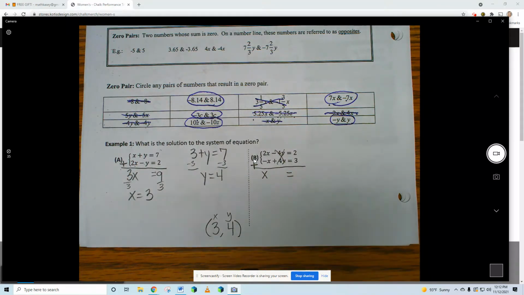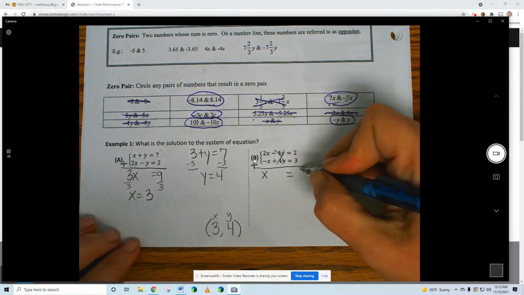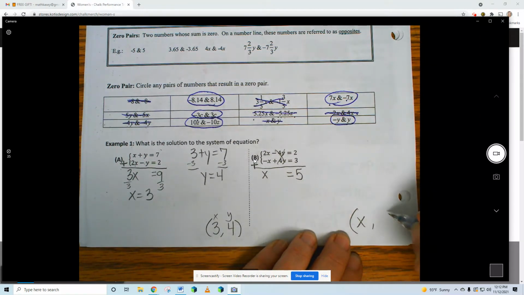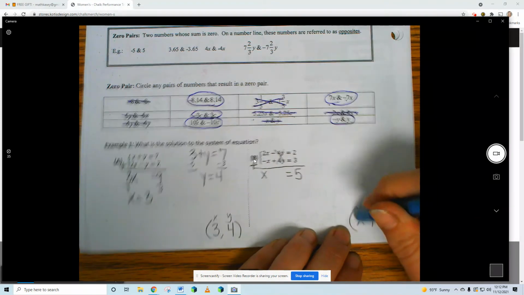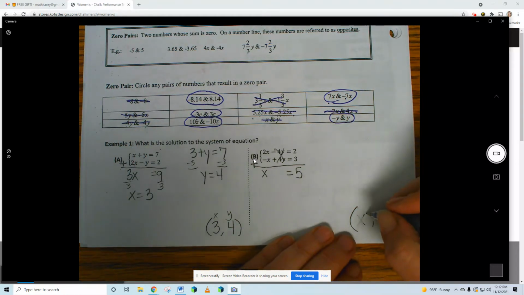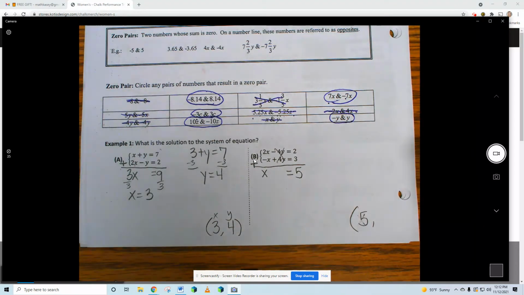What is 2 plus 3? Oh, I'm already done with my x. That was super. Oh, wait. You're so silly. Yeah, I guess so. 5 comma, I don't know.